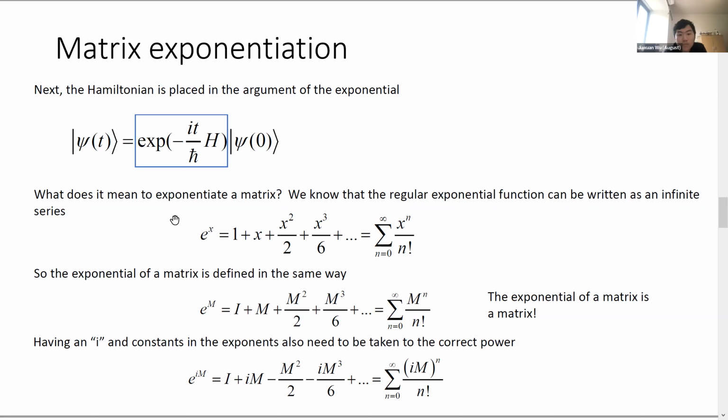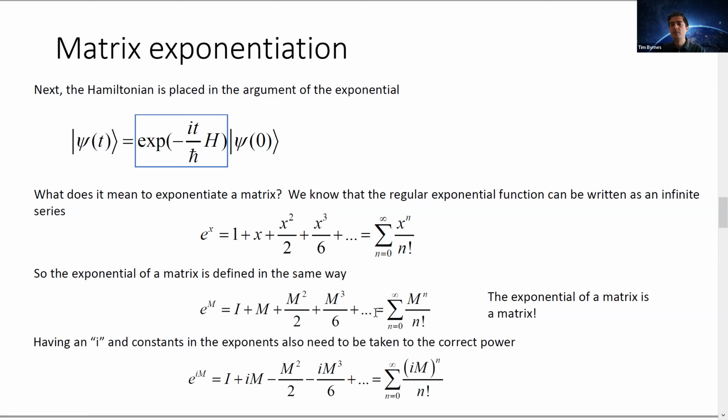So we can perform a Taylor expansion of the exponential function, and then it looks like this: 1 plus x plus x squared over 2, and so forth. So this is how we're going to define matrix exponentiation. If you have a matrix M, then we can just define it in this way, because a product of a matrix is well defined.